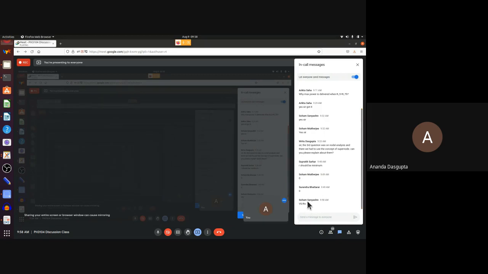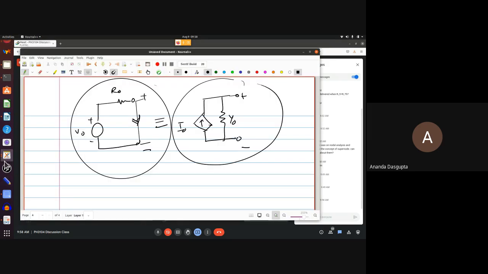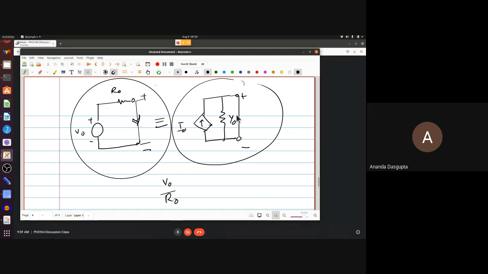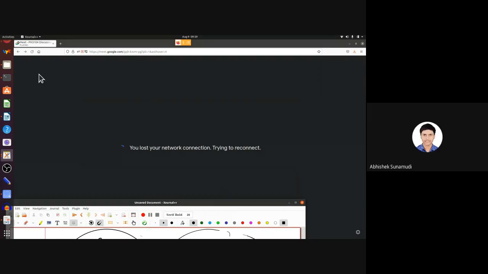Okay, I see the answer here. Unfortunately, I can't really see the chat box most of the time. So V naught by R naught, right? That's the current which will flow here. If I were to put a short across this, what would the current be? I naught.